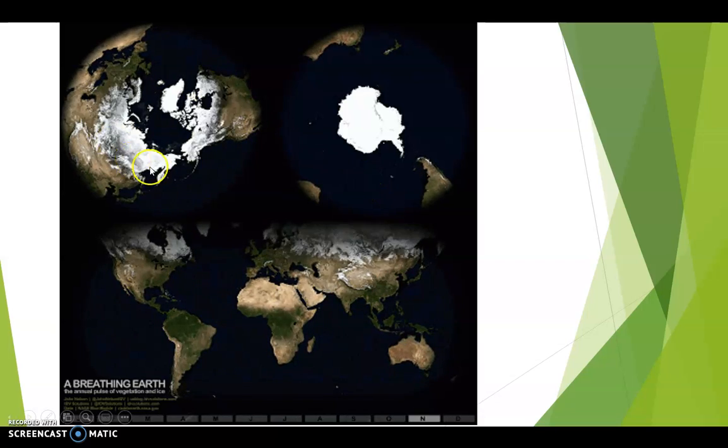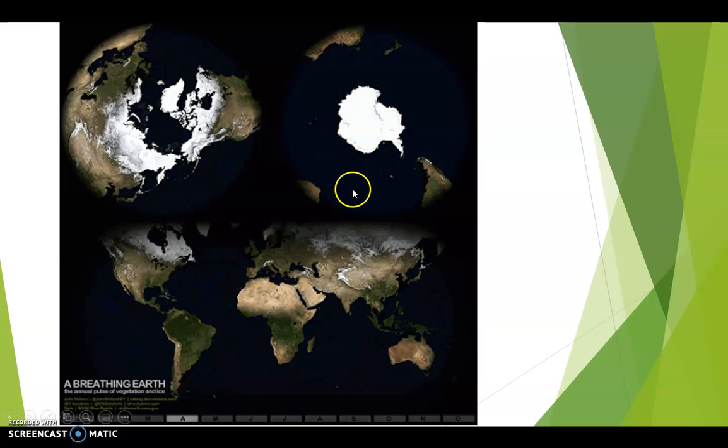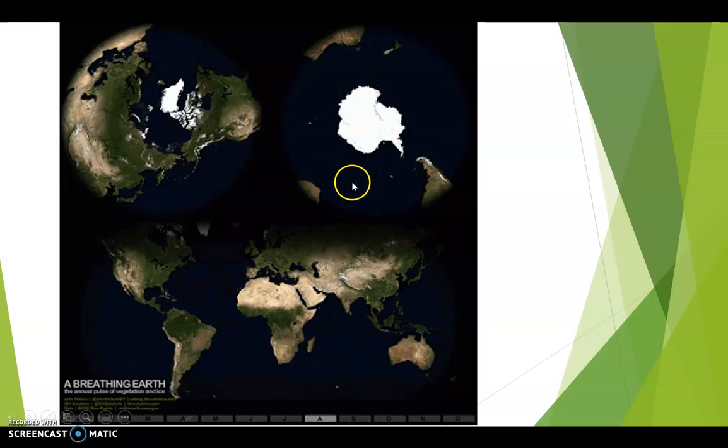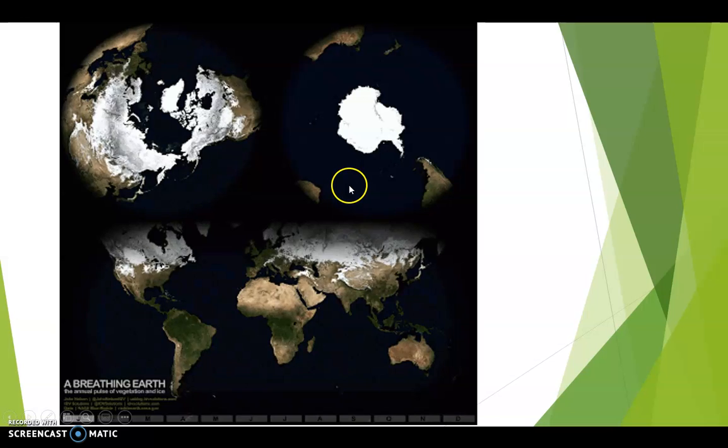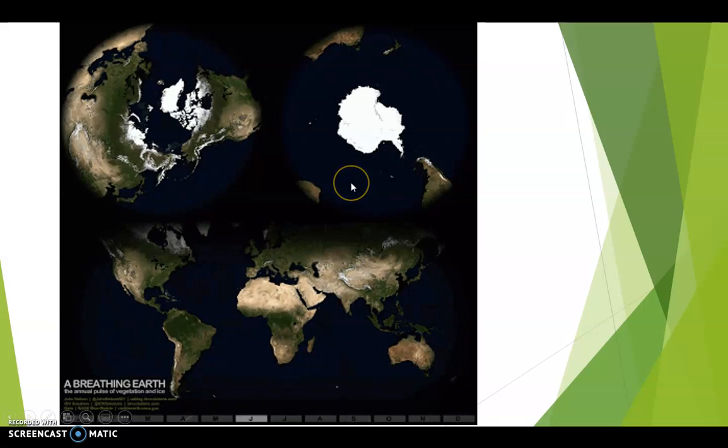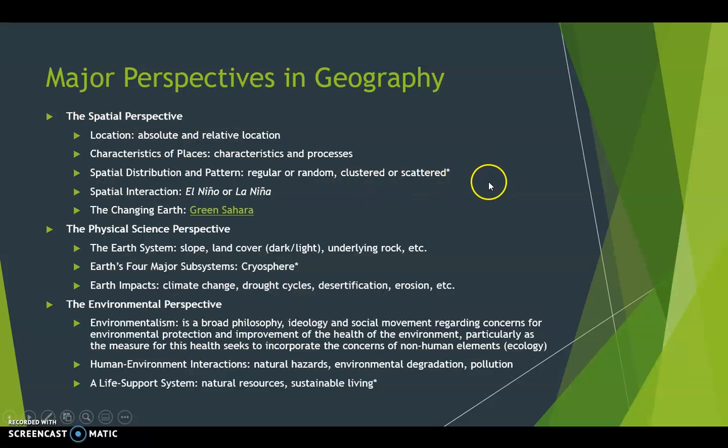So one of the things we certainly know is that the ice caps are melting. We're still in an ice age. We're just coming out of it. We're coming out of it faster, though, because of what humans do. And so when we look at these things in geography, your textbook points these things out. We're looking at spatial aspects, the physical science perspectives, the environmental perspectives.